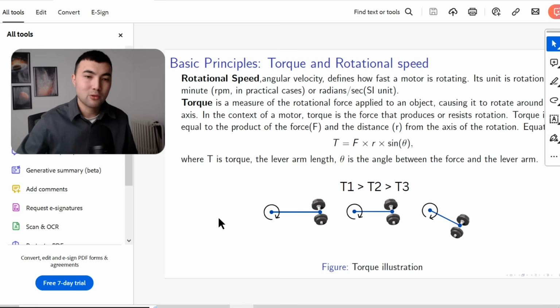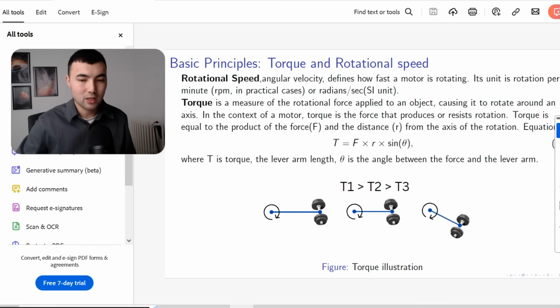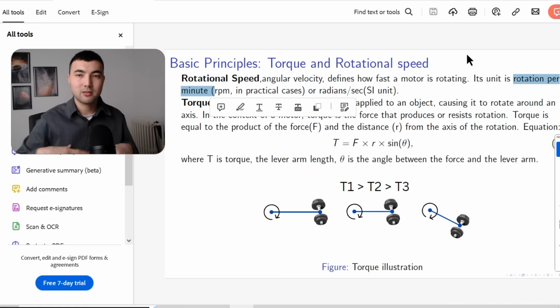And next, let's talk about basic principles. So when we talk about motors, we usually have two key parameters. The first parameter is what we call rotational speed, which basically defines how fast a motor is rotating. And in practical cases, we usually use rotations per minute as the unit. So if it rotates 60 times per minute, we have 60 RPM.